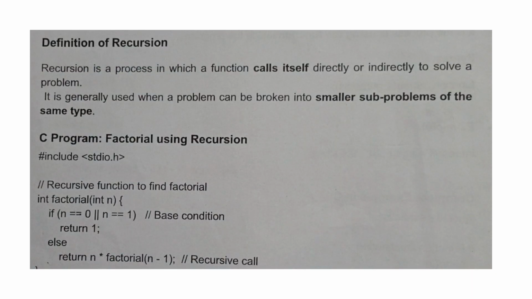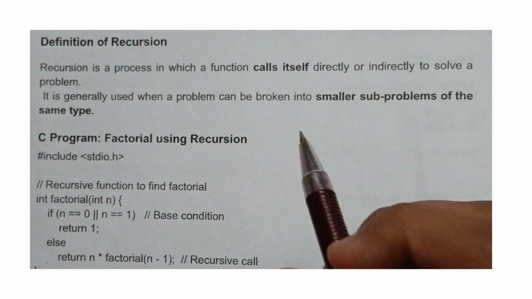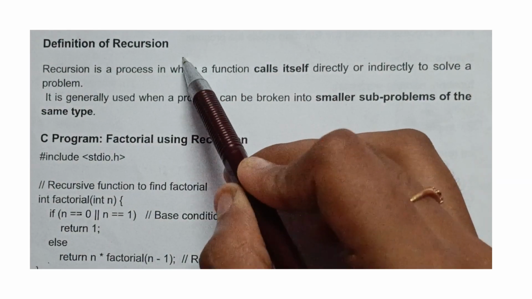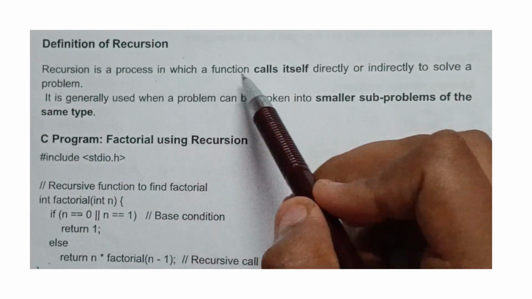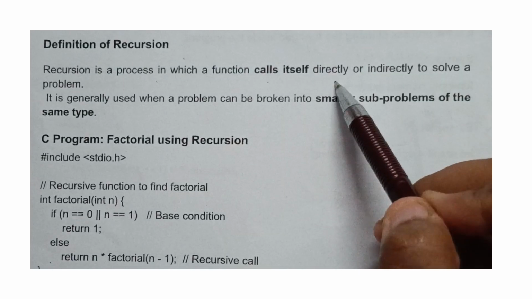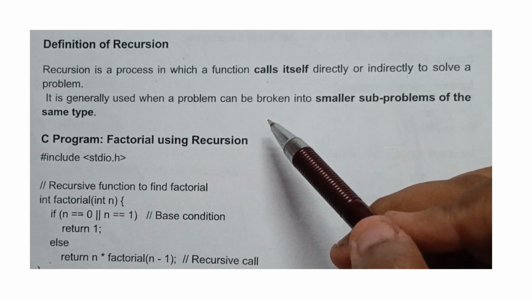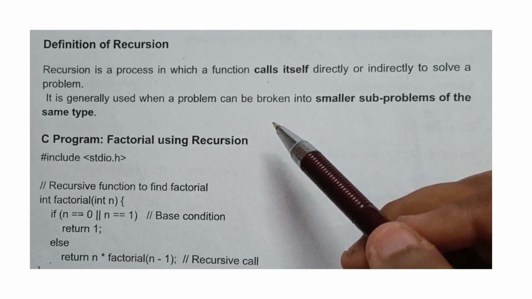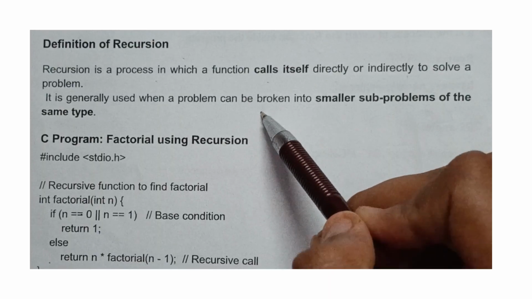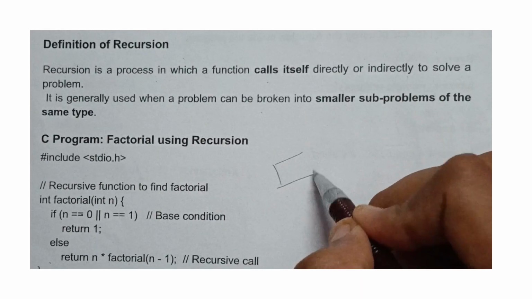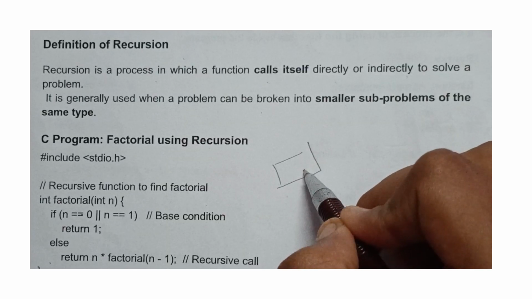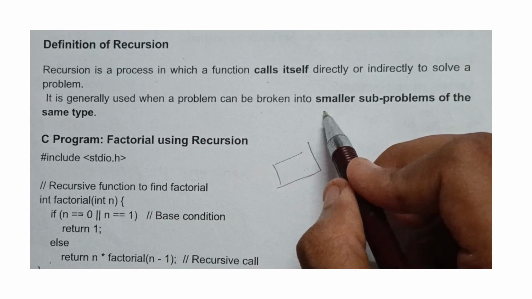Now that we have learned about function, declaration of a function, definition of a function, and then calling of a function, let us go on to the definition of recursion. So recursion is a process in which the function calls itself directly or indirectly to solve a problem. It is generally used when a problem can be broken into smaller subparts of the same type. That is, when the same block of code is to be repeated a number of times, then recursion is useful.